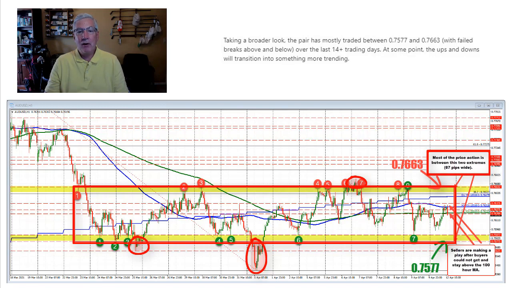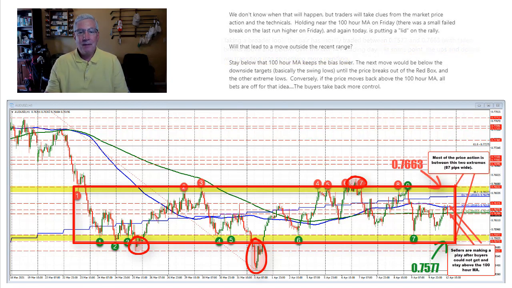I finished that paragraph by saying, at some point, the ups and downs will transition into something more trending. My mindset is starting to think trend. I then explain, we don't know when this will happen. That is, we don't know when the market price will trend.